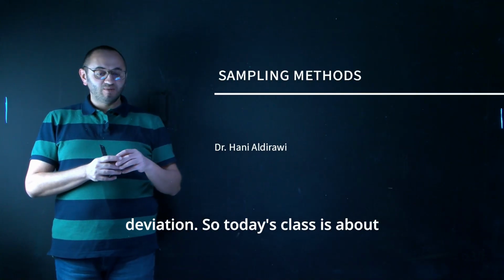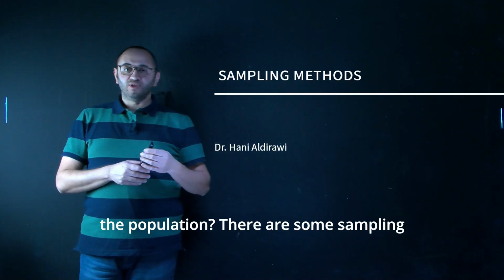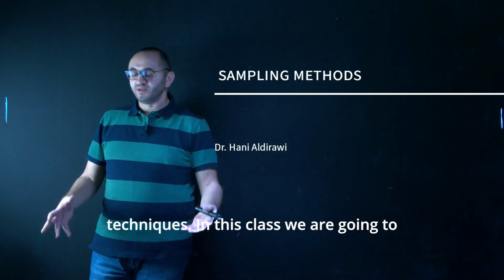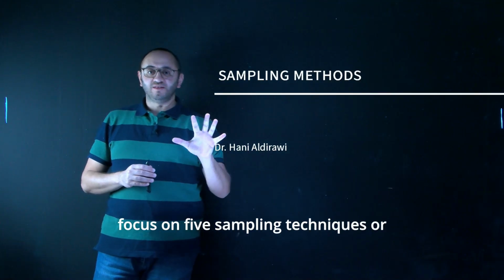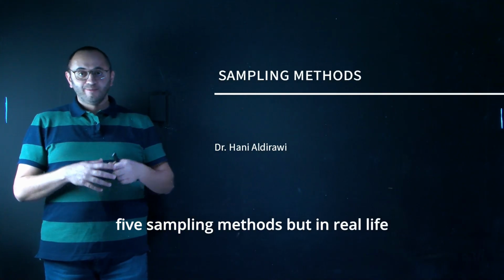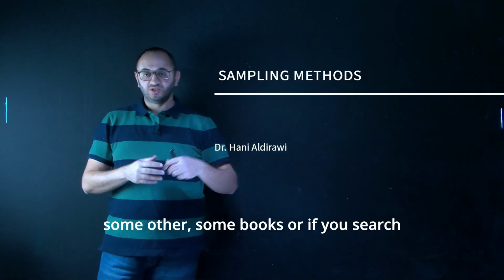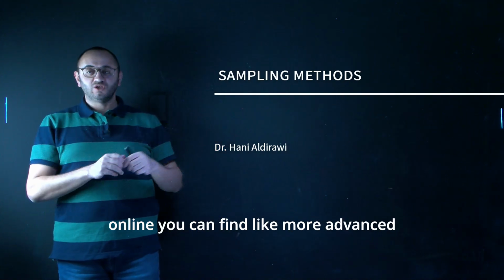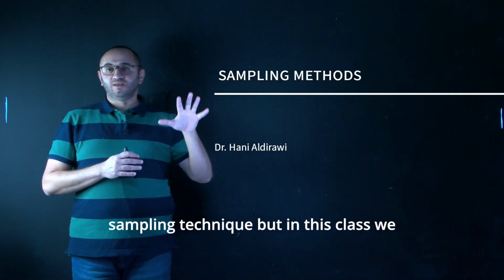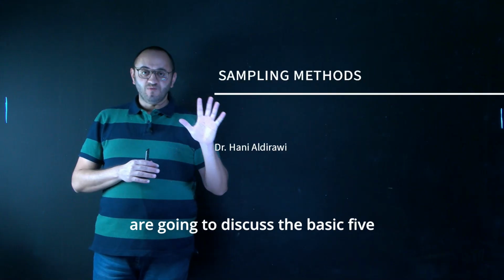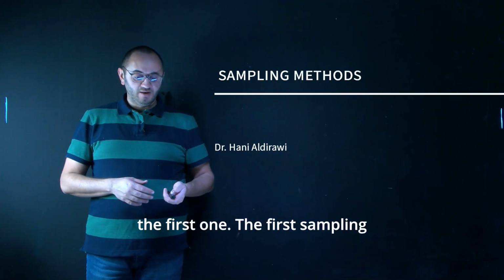So today's class is about sampling. How can we take a sample from the population? There are some sampling techniques. In this class, we are going to focus on 5 sampling techniques or methods, but in real life there are more than 5. If you read some books or search online, you can find more advanced sampling techniques, but in this class we are going to discuss the basic 5 techniques. All right, so let's start with the first one.